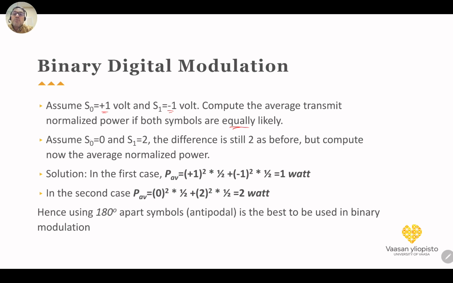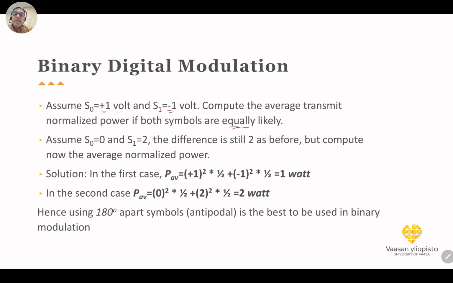Okay, and now we assume that S0 equals 0 volt and S1 equals 2 volt. You can see that, compared to those, the performance in terms of quality is almost the same, because this one is +1 and -1, so the difference between them is 2, and here it is 0 and 2, and the difference between them is still 2. So if you want to compute just the probability of error, or the confusion at the receiver, the performance in that sense will be quite similar. But let us see what is the average power required to send +1 and -1 or to send 0 and 2.